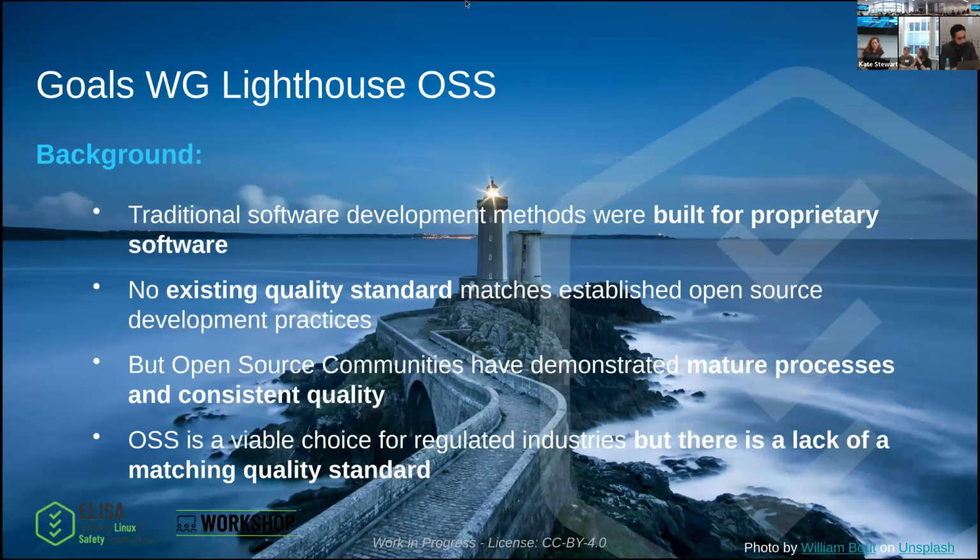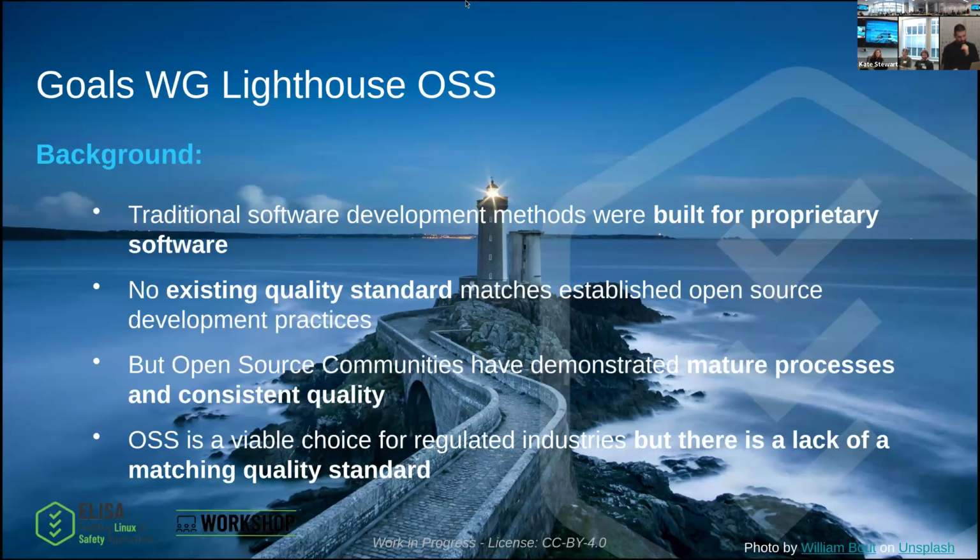So to give you a bit more background here, so shockingly, open source software is not developed according to aerospace. No. I'm not. Sorry. Yeah, I feel the shock, but that's the truth.